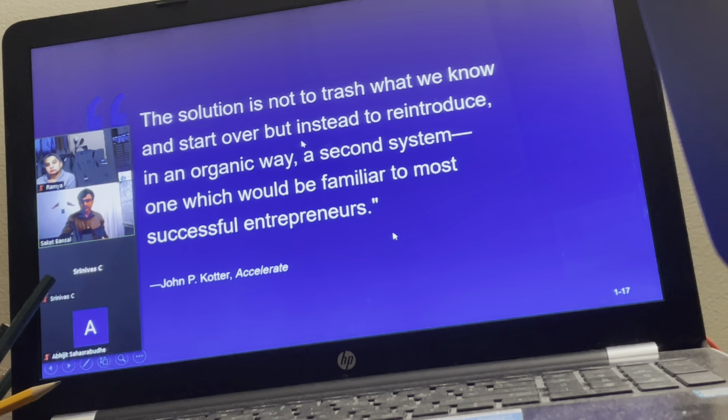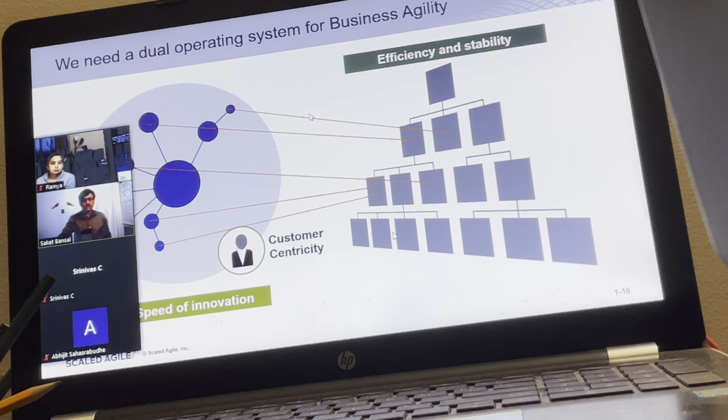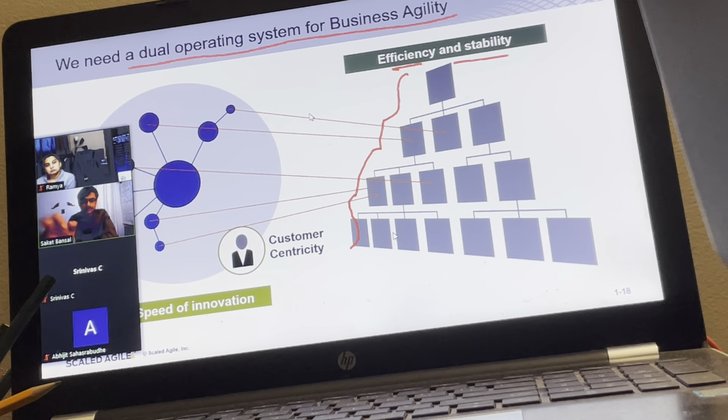So what does it mean? In a clear-cut manner, we are saying that SAFe is focusing on something called a dual operating system for business agility. Now here the final pitch is coming. We can continue working with our hierarchical system to ensure efficiency and stability. What SAFe will recommend is, here also they apply lean and agile ideas, or I would say principles.